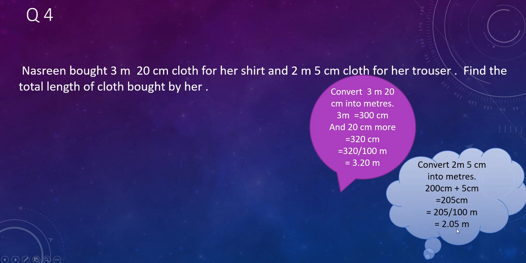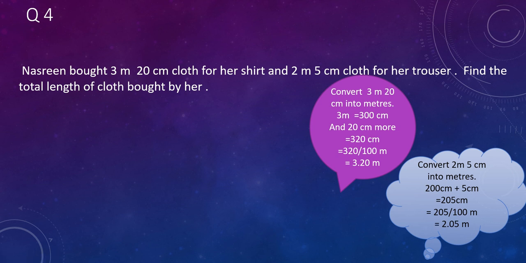So I will get 2.05 meter. I hope you know how I am writing 0.05, because in the denominator I have two zeros. So from the back I will count two places and put the point. So it would be 2.05 meter. Now you have 3 meter 20 centimeter as 3.20 meter, and 2 meter 5 centimeter as 2.05 meter.